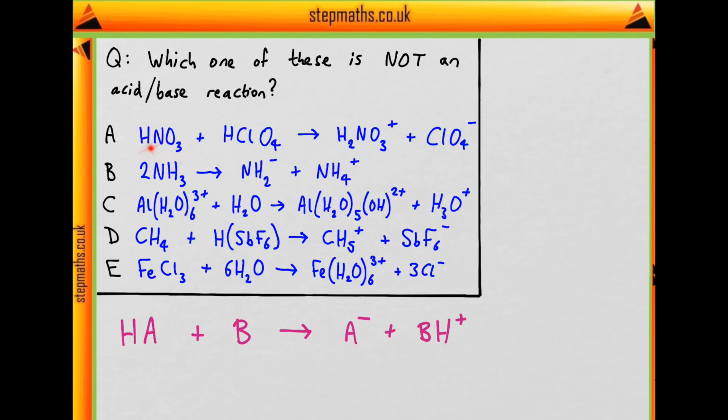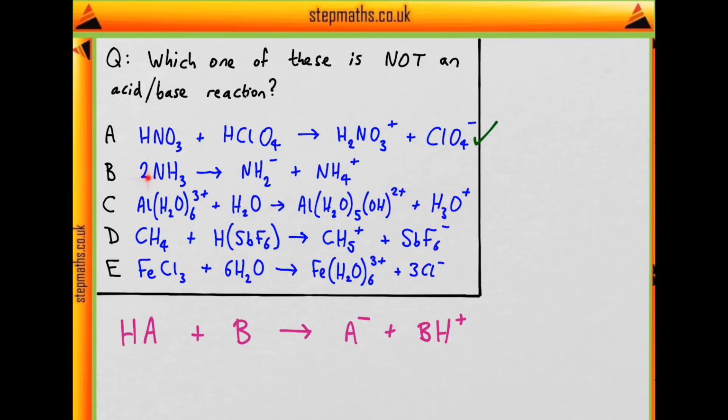So firstly, we have nitric acid and this perchloric acid. So you might initially think two acids, there surely can't be an acid-base reaction, but you can see that one of the H+ has moved from the perchloric acid to the nitric acid. So the nitric acid has actually acted as the base here to form the BH+, and the perchloric acid has acted as the acid. So this is indeed an acid-base reaction.